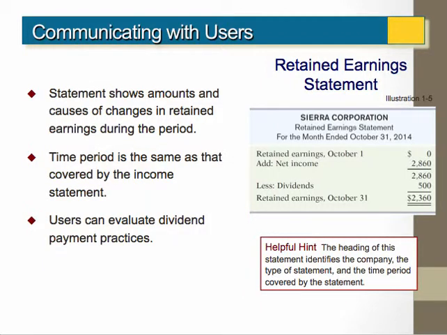A company needs to make a decision as to how much money it wants to retain and how much to return to the shareholders. Retained earnings are used by the company to finance future growth. Shareholders are looking for a return on their investment.